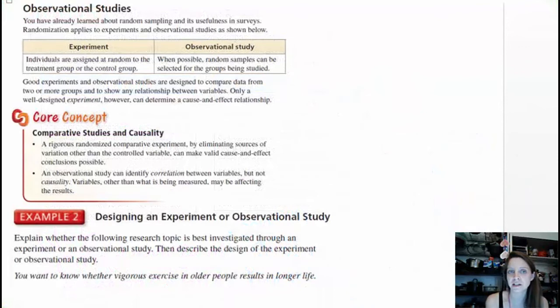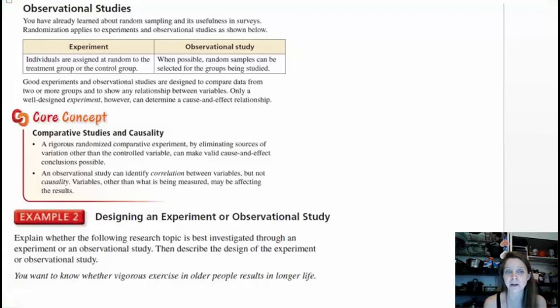On to observational studies. You have already learned about random sampling and its usefulness in surveys. Randomization applies to experiments and observational studies as shown below. Experiment: individuals are assigned at random to the treatment group or the control group. For an observational study, when possible, random samples can be selected for the groups being studied. Good experiments and observational studies are designed to compare data from two or more groups and to show any relationship between the variables. Only a well-designed experiment, however, can determine a cause and effect relationship.